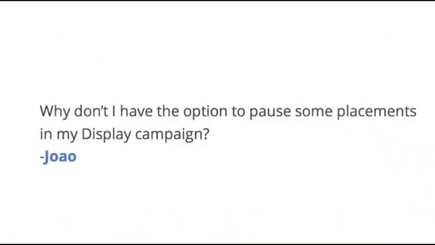So let's get down to the second question. Why don't I have the option to pause some placements in my display campaign? Great. So basically there are two options for placements. There are going to be automatic placements, which you are automatically placed on based on the targeting settings that you set up. There are also managed placements, or different websites or web pages that you want to specifically show your ad on.